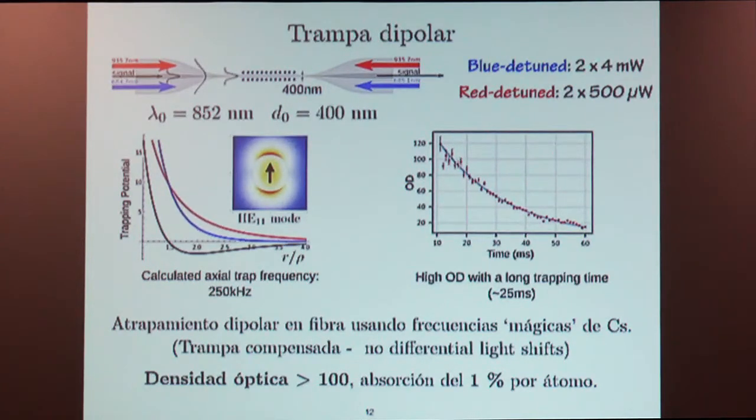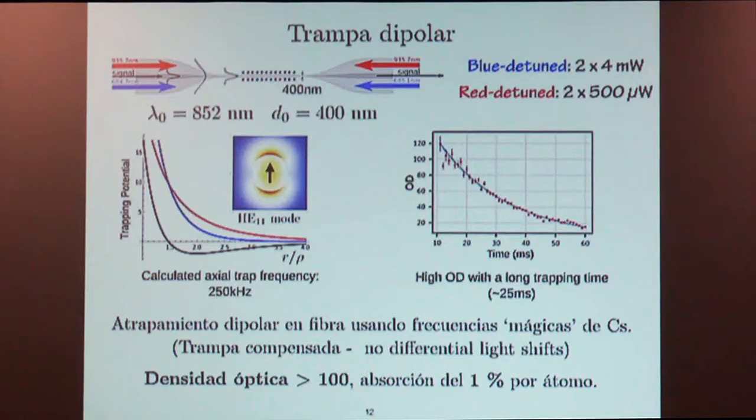If I have a blue detune, then the atom will be repulsed at the high intensity. So if I have more intensity, it will go towards that. If I have blue detune, it's going to get ejected. Okay, so that's the trick.